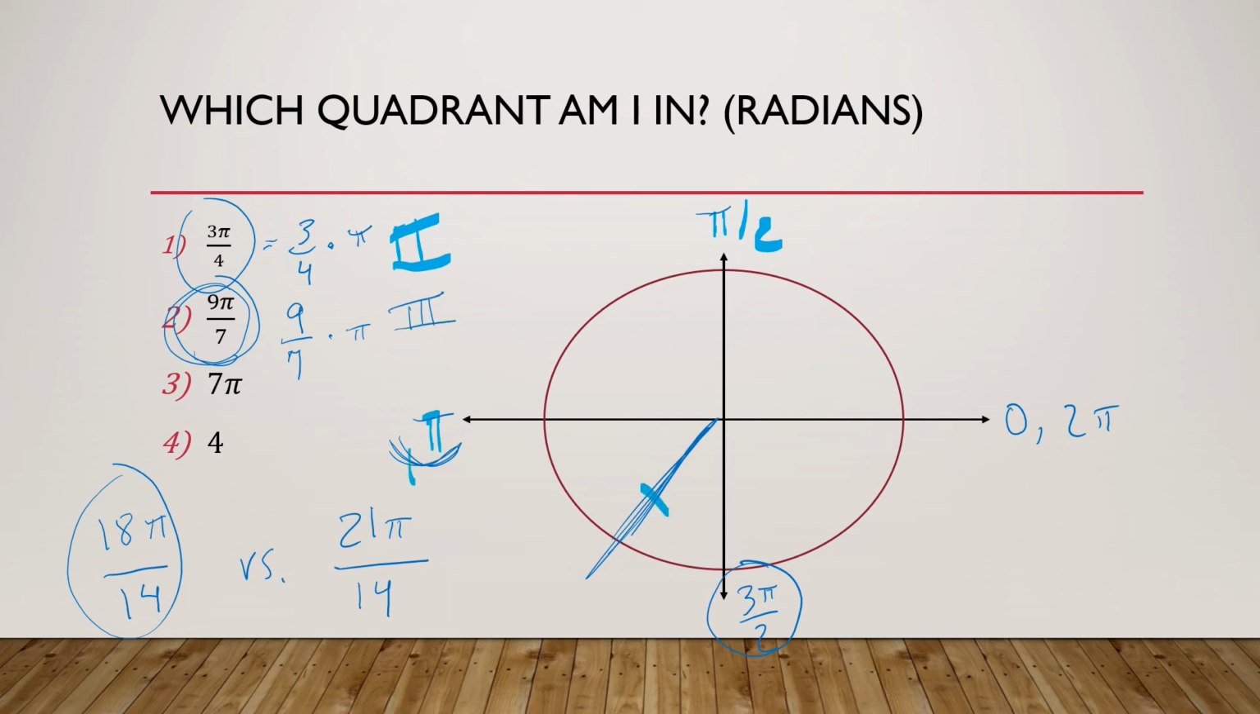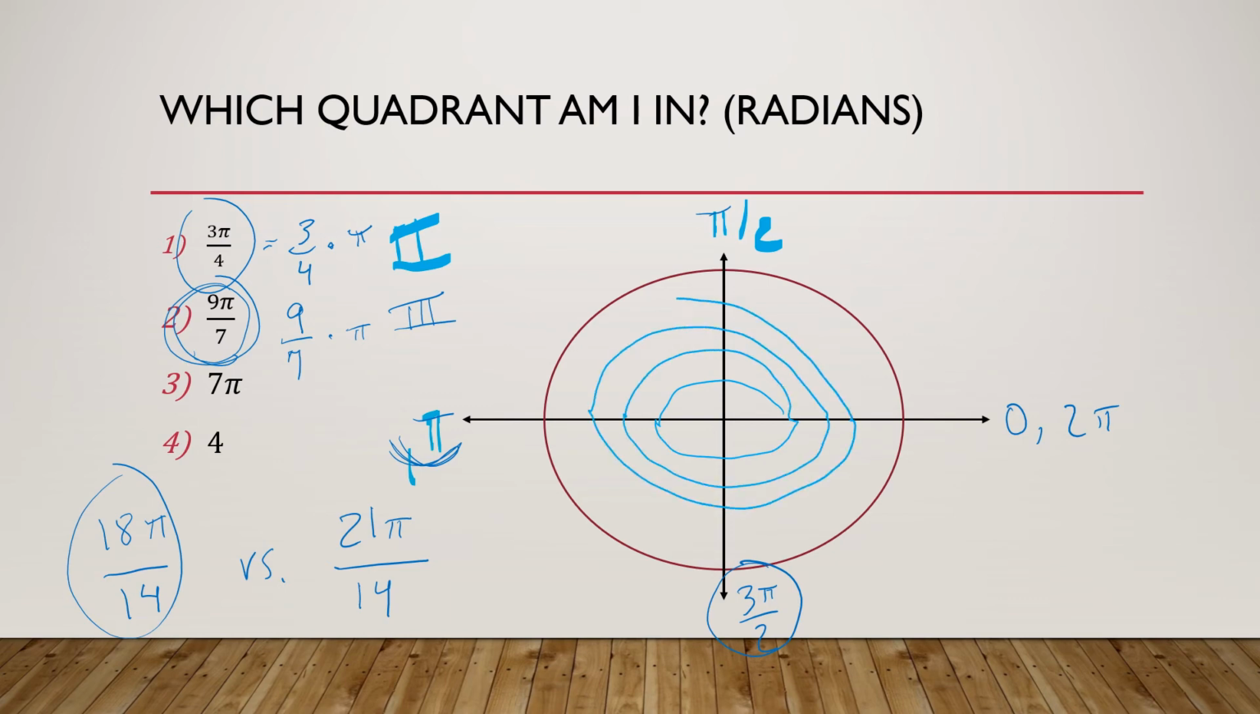Alright, and then let's see, 7 pi. This one's going to be pretty easy for us because, think of it this way: 0 pi, 2 pi, 3 pi, 4 pi, 5 pi, 6 pi, 7 pi. So notice when we're on this x-axis here, we're not really in a quadrant. So that's a trick question. 7 pi isn't in a quadrant, it's on the x-axis. It would be coterminal with pi. And then 4, that seems a little confusing.